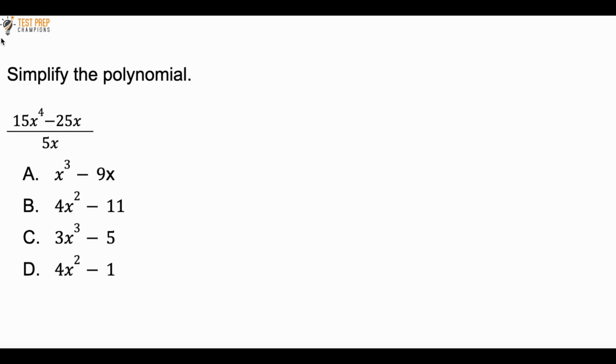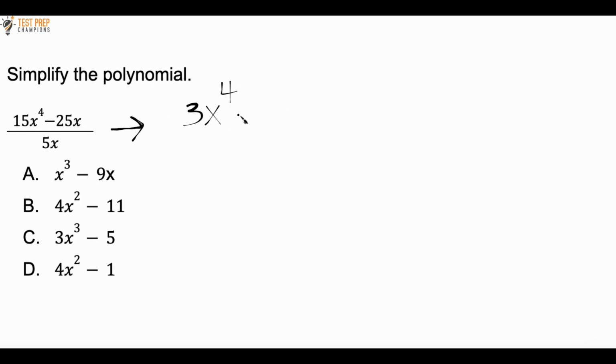Okay, so the first thing that I'm going to do here is just ignore the x's for a second, and I'm going to focus on the numbers. Now, I see that 5 is the smallest number, and I see that I can divide everything by 5. So let me divide all the numbers by 5. So what is 15 divided by 5? 15 divided by 5 is 3, and I'm just going to leave x to the power of 4 here. I'm not going to mess with the x's just yet.